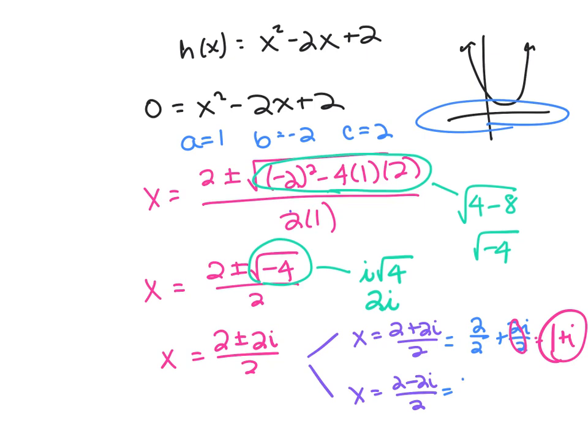Other root's going to simplify the same, so 2 over 2, but with a minus in between. So again, 2 over 2 is equal to 1. Those 2's cancel out, so we end up with 1 minus i. So our two roots to this problem are 1 plus i and 1 minus i.